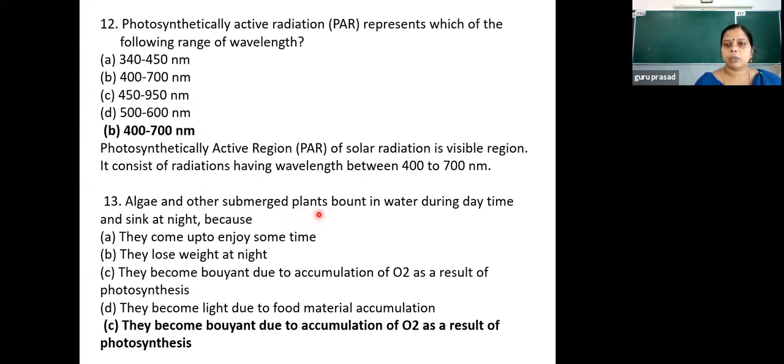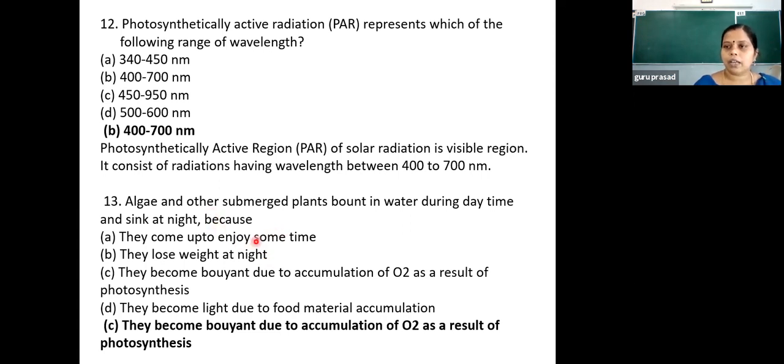Next. Question number 13. Algae and other submerged plants float in water during daytime and sink at night because: they come up to enjoy some time; they lose weight at night; they become buoyant due to accumulation of oxygen as a result of photosynthesis; they become light due to food material accumulation. When food gets accumulated, it will not become light, so that is not the correct option. They lose weight at night. This is also not the suitable option because they do not exhibit one weight at night and another at day.